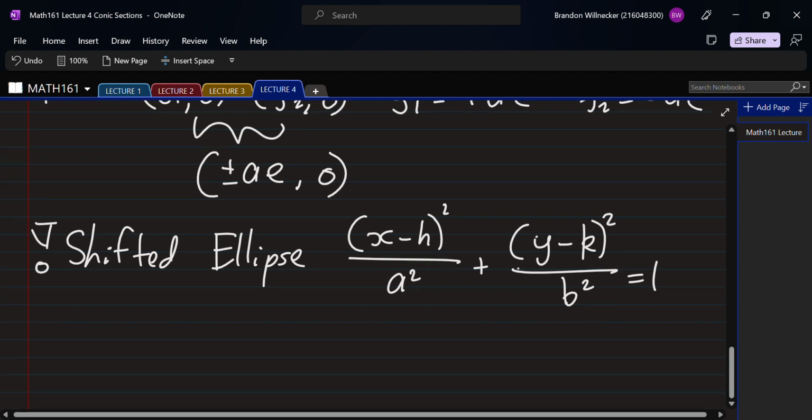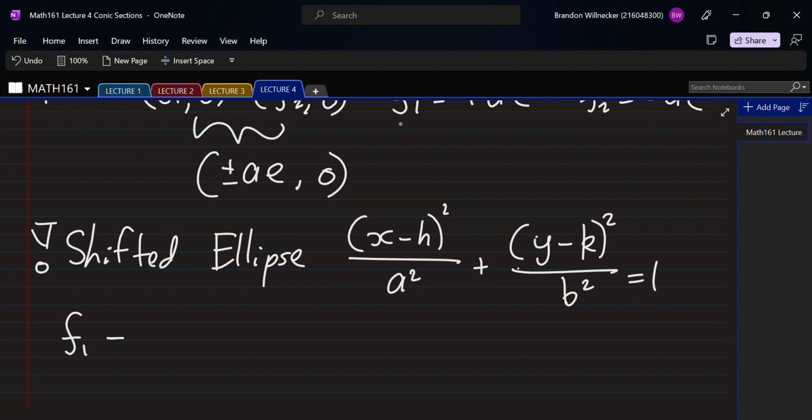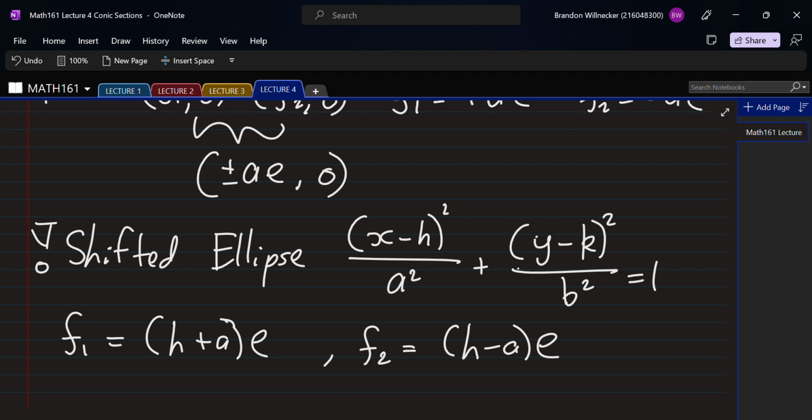Okay, so how does the foci change? So f1, this is going to be replaced with h plus a times the eccentricity. So the previous value of a, that's being moved over by h, since that is our shift in x. Similarly for f2, for the second focus, that's going to be h minus a, again times the eccentricity. Okay, so we need to account for those shifts.